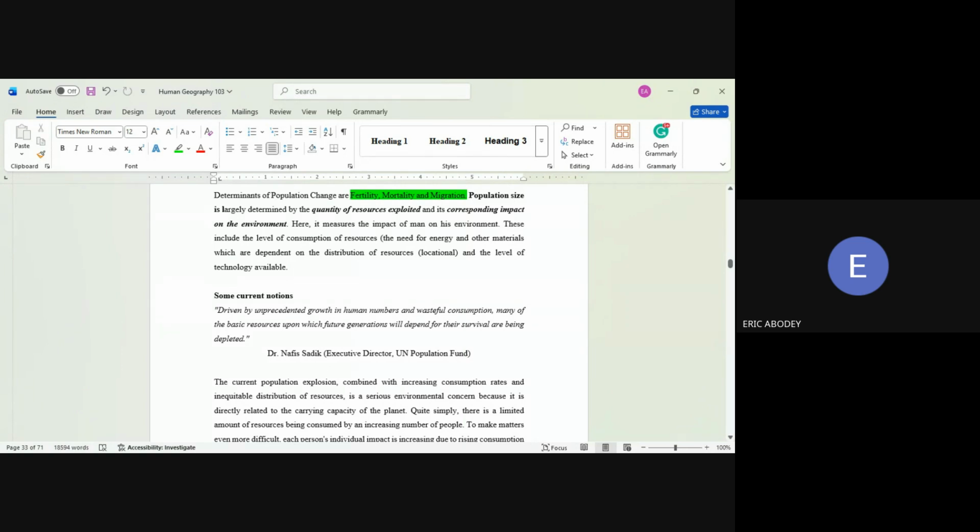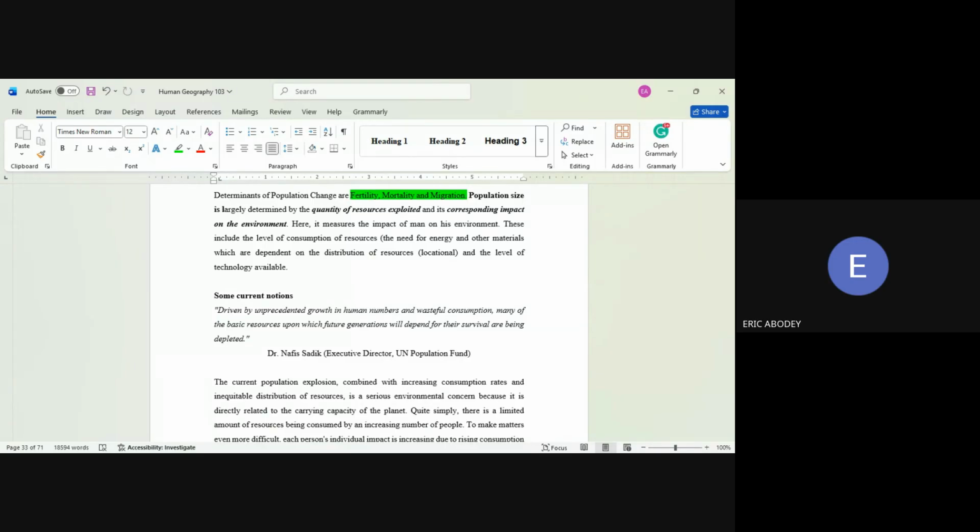So what are the current trends? Dr. Nafis Sadiq, the executive director of the UN Population Fund, said, driven by unprecedented growth in human numbers and wasteful consumption, many of the basic resources on which future generations will depend for their survival are being depleted. He said that currently the world is being driven by unprecedented growth in population number.